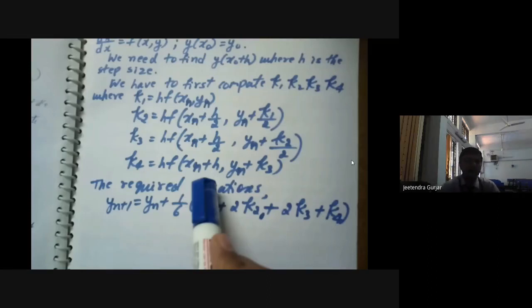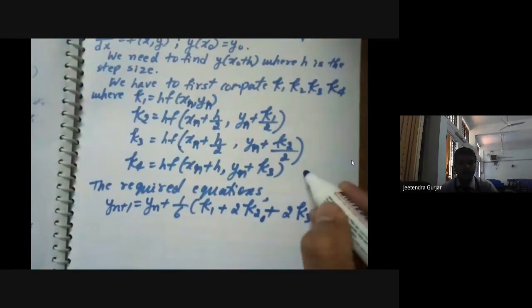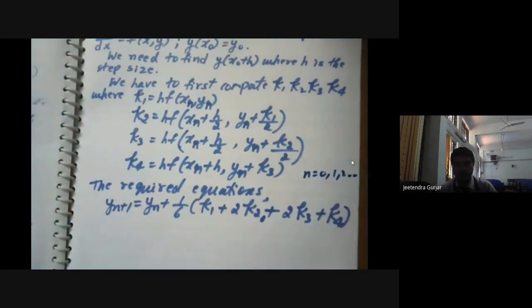So the required formula we get here is yn plus 1 is equal to yn plus 1 upon 6 in the bracket k1 plus 2k2 plus 2k3 plus k4. Remember here, students, as the approximation goes on increasing, like step 1, step 2, step 3, the value of n also changes in this formula. n will become 0, 1, 2 and so on.